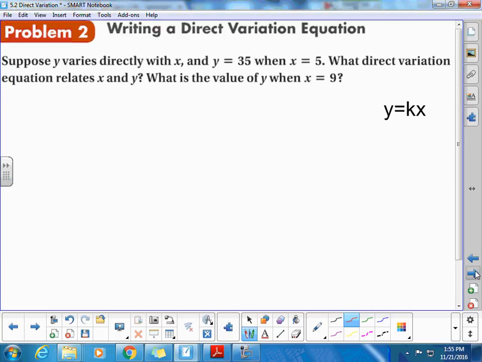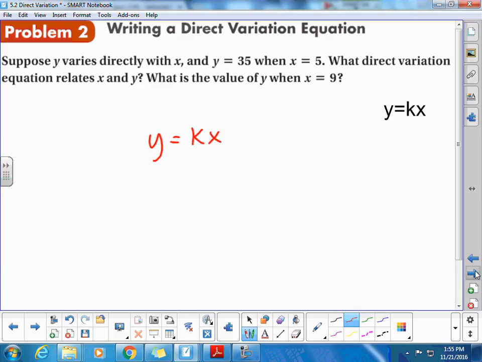Suppose y varies directly with x. y is 35 when x is 5. What's the direct variation equation relating x and y? What's the value of y when x is 9? It gives me the direct variation equation. I know it's y equals kx, right? I have an x and a y, but I need a k.